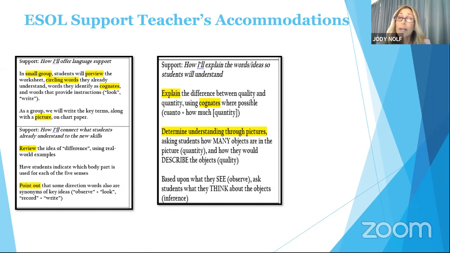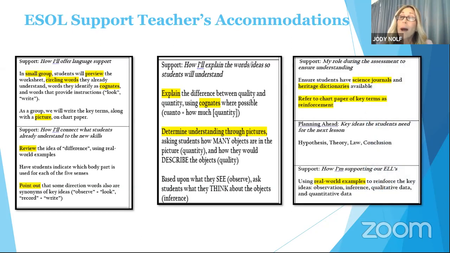The other point that I want to clarify about this template is this is a good communication piece. This side of the ESOL teacher's template communicates to the content area teacher side, this is how I'm going to explain the concepts we're learning in the classroom. My role is to make sure that students have their science journals, heritage dictionaries, which in the virtual world may include Google Translate, the IM Translator, anything that can accommodate them during virtual learning. And I'm going to refer to chart paper of key terms as reinforcement.